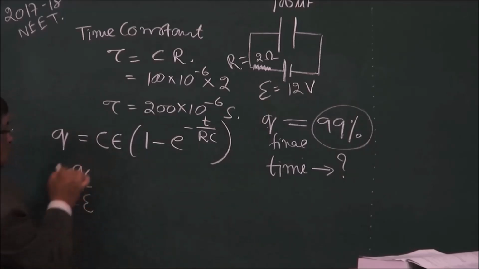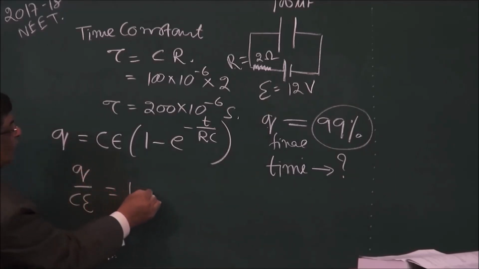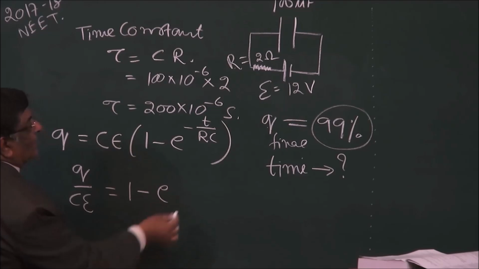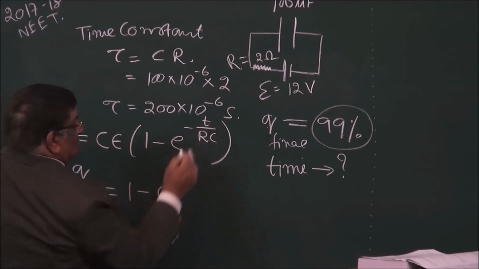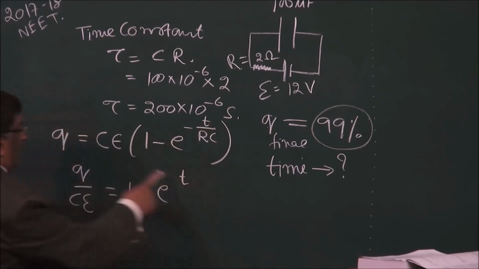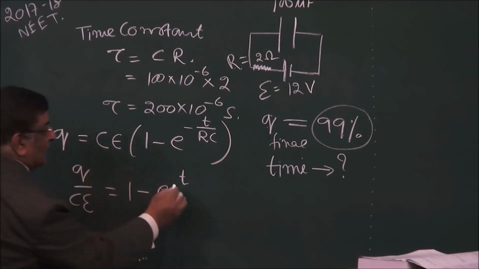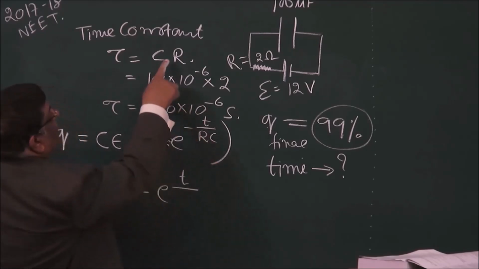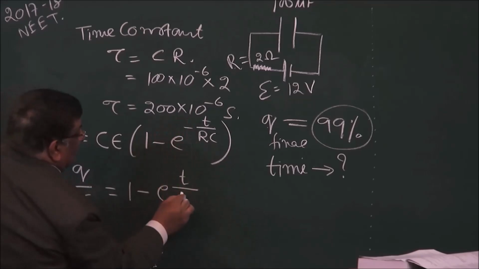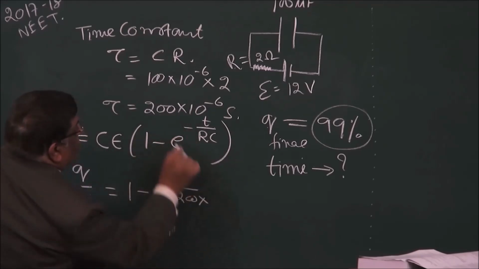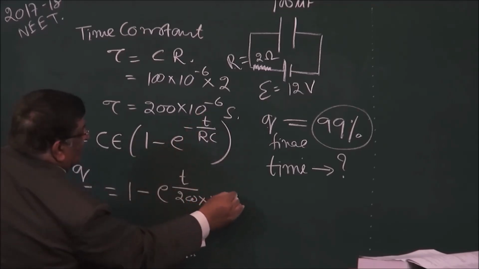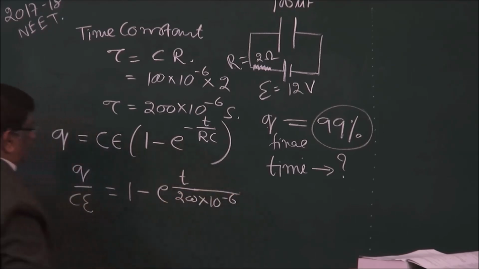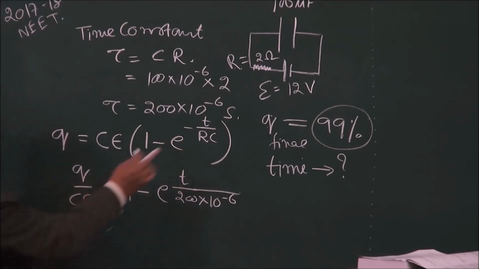We need 99%. So this quantity is equal to 1 minus e to the power minus t, the time required to make this charge, divided by RC. What is the value of RC? 200 into 10 to the power minus 6. Now, Q upon CE is 99%.